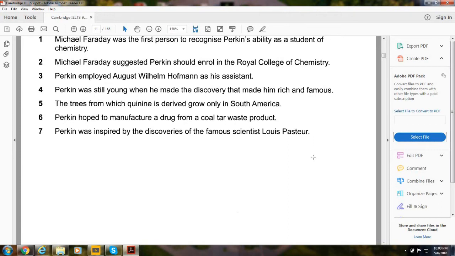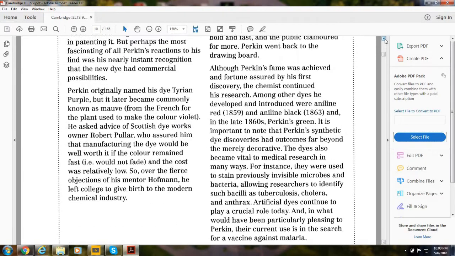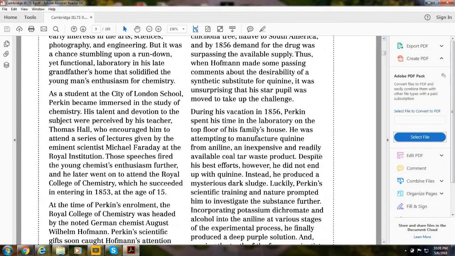Perkin was inspired by the discoveries of the famous scientist Louis Pasteur. What we need to do is look for Perkin's inspiration by the discoveries of the famous scientist Louis Pasteur within one sentence or one statement. Wherever you were able to get your last statement, that was here. So what you got to do is start reading ahead of it.